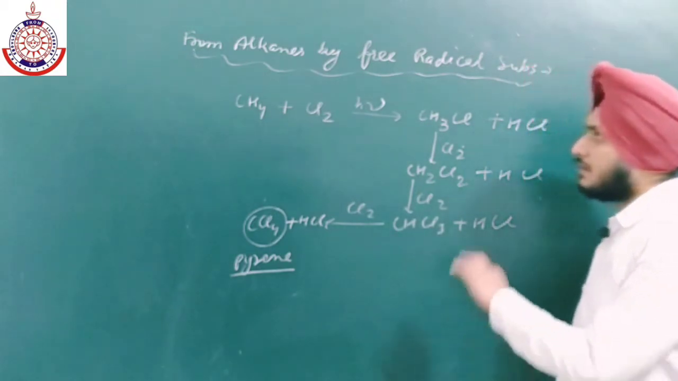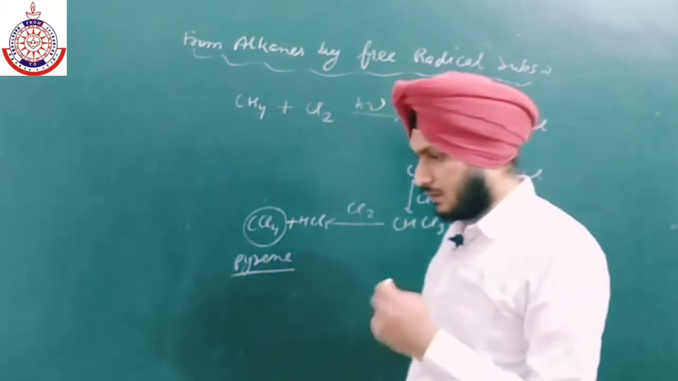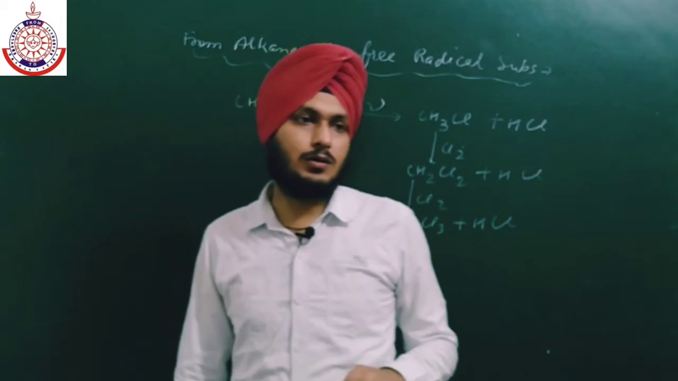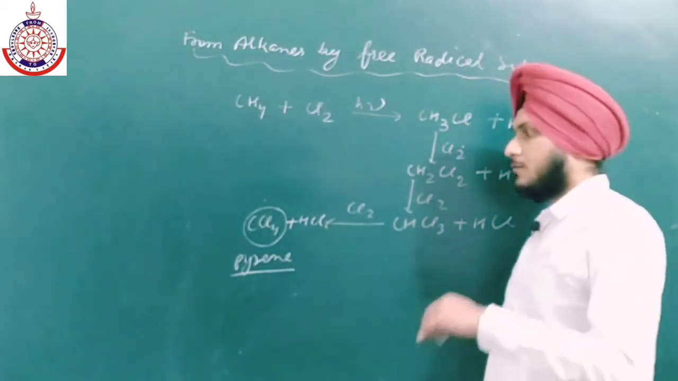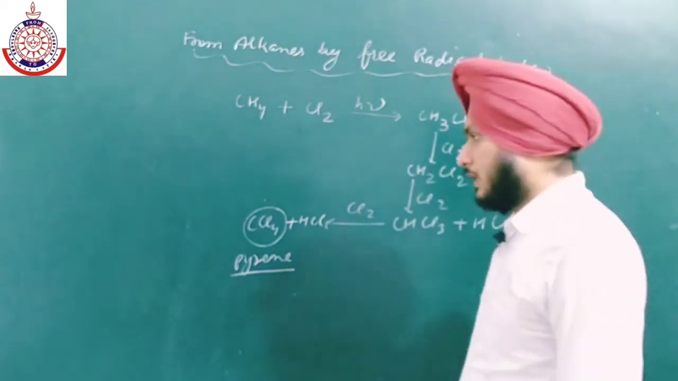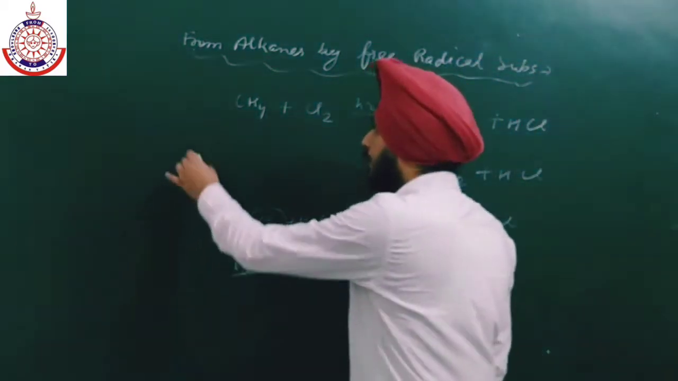So this method is applicable in case of chlorine and bromine, and we cannot prepare fluoroalkanes and iodoalkanes with the help of this method. Fluorination does not take place because the reaction is highly exothermic.